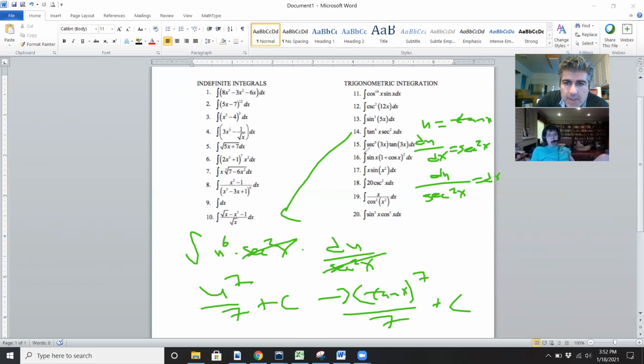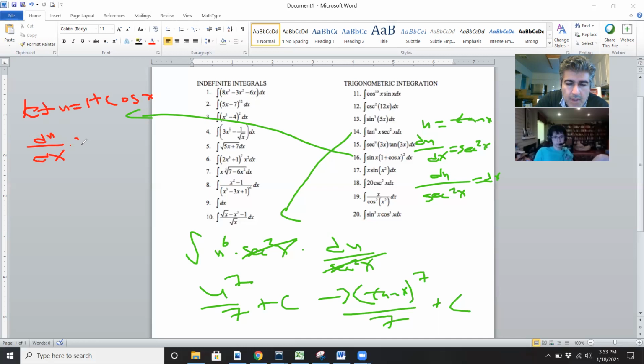Let's actually have you do 16 on your own. For 16, we're going to let u equal 1 plus cos x. So you'll need to find the derivative. I'll let you do that. And then you'll need to isolate dx. Then you do the substitution. Things should cancel out nicely. And then you, of course, integrate it with whatever u is. And then you substitute for u at the end. So I would do it now. And I'll do it as well, and we'll see if we get the same thing.